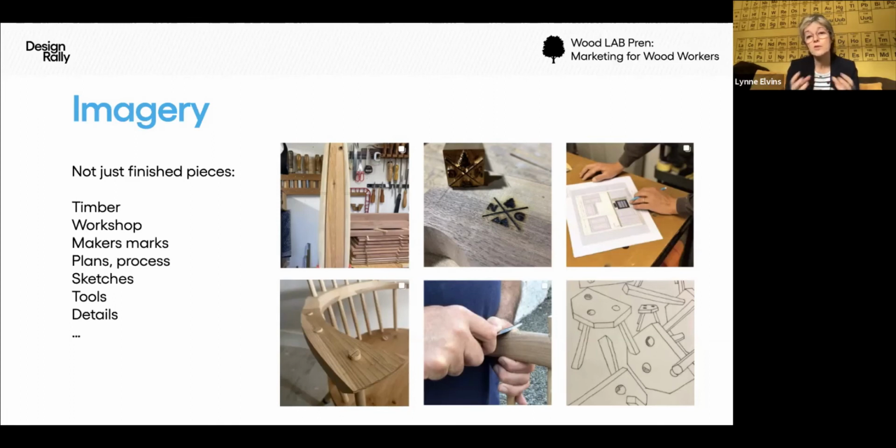So take photos of your materials and your process. Do you do sketches? Have you got little maker's marks? Have you got little logos? Can you take pictures of yourself while you're making something?